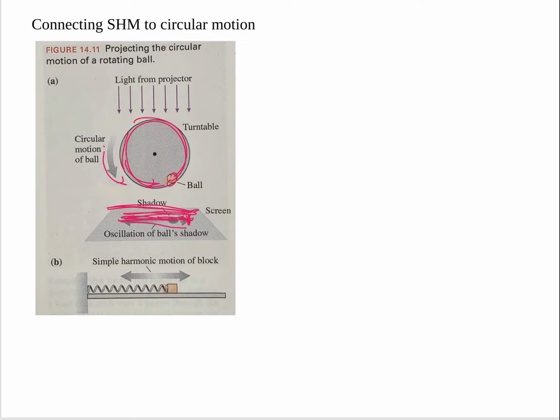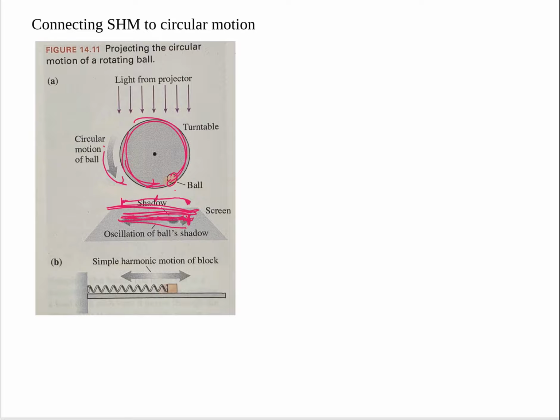At some places, the ball's shadow is going to seem to be moving the fastest. At some places, the ball's shadow is going to seem to stop. So when we're at this end over here, the ball's shadow will seem to stop. When we go to this end, the ball's shadow will seem to stop. Okay, so when we're going this way, do we seem to be moving the ball's shadow the fastest? Right here in the middle, at the equilibrium position, okay? So that's the connection.